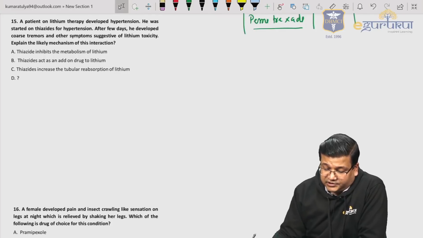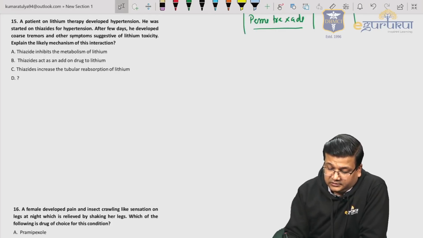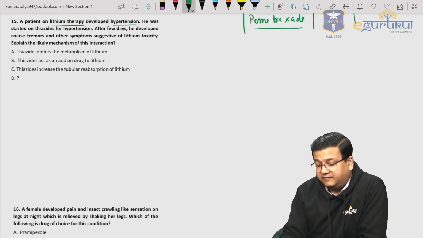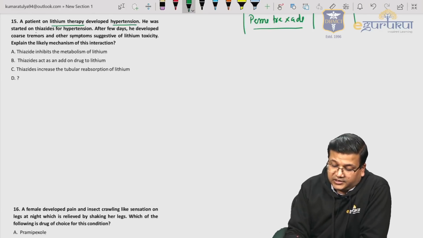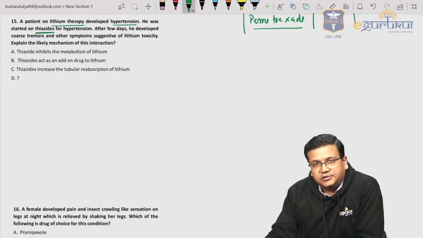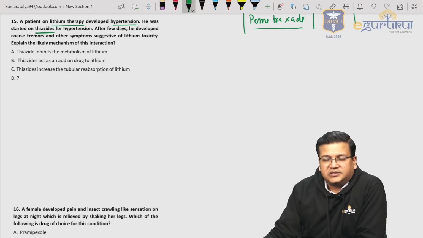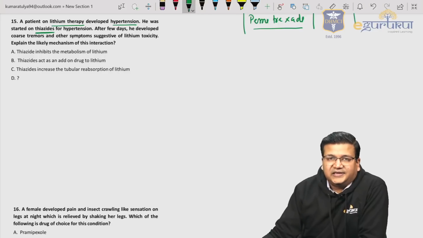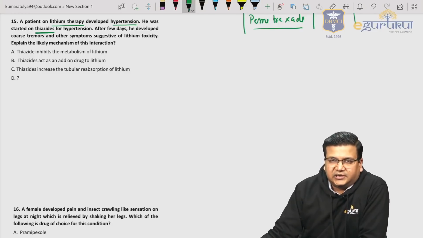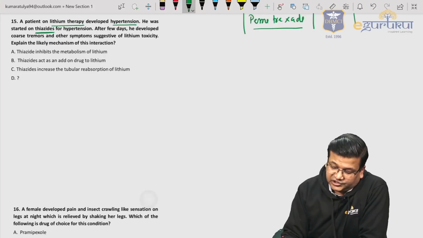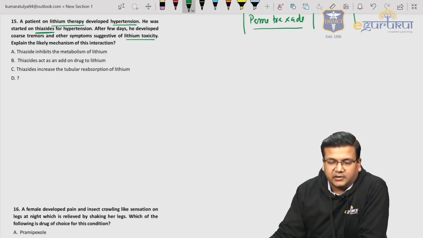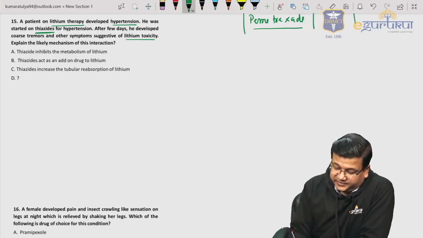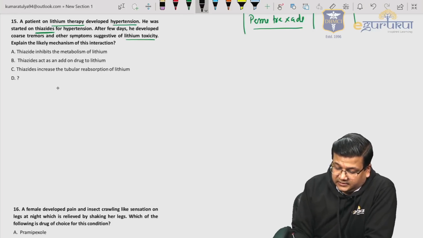Question number 15: a patient on lithium therapy developed hypertension. He was on thiazide. I think there is no need to read this question further. This has been asked multiple times. Thiazides cause lithium toxicity. We all know, suggestive of lithium toxicity. What is the mechanism? The answer is pretty simple.